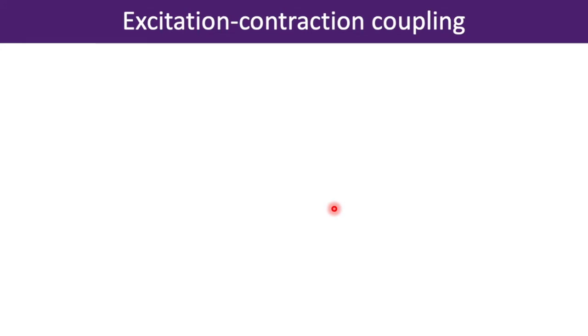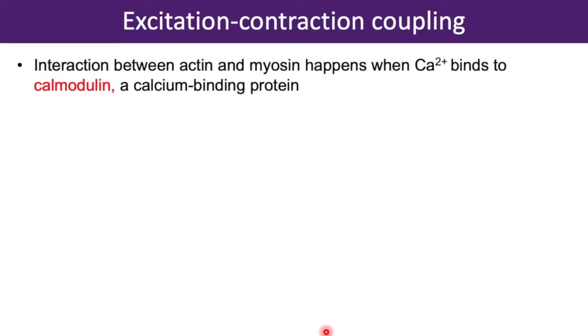Excitation-contraction coupling. Excitation is the production of the electrical impulse, which leads to contraction. Hence, the name is excitation-contraction coupling. So, excitation-contraction coupling in the smooth muscle is slightly different than in skeletal muscle. Nerve stimulation will cause membrane depolarization in both skeletal and smooth muscle. So, both in skeletal and smooth, membrane depolarization will occur when there is nerve stimulation.